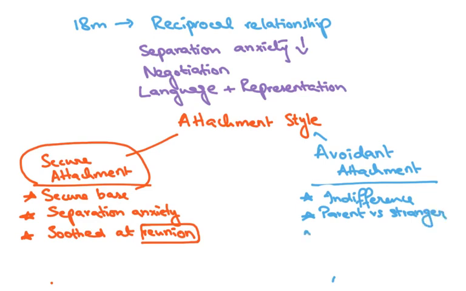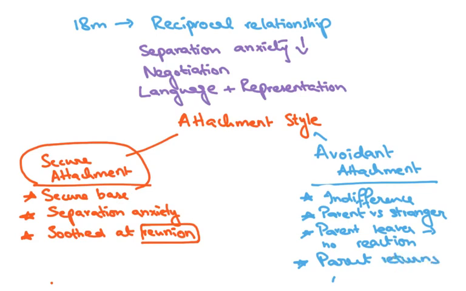If the parent leaves the room, the child does not show a reaction. So the parent leaves and there is no reaction. And also after the parent returns, there is again little reaction. So this is what is termed an avoidant attachment, that the child is not securely attached with the parent. They do not show any preference for the parent over the stranger. So this is what is called the avoidant attachment style.